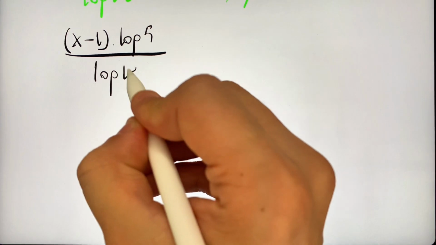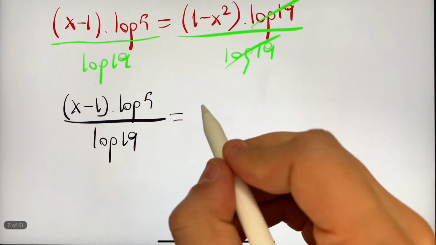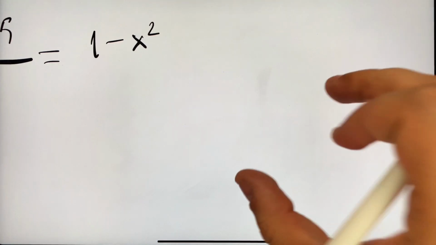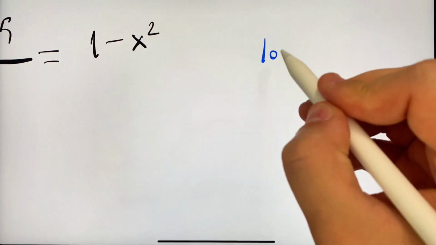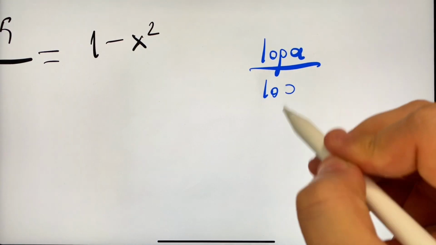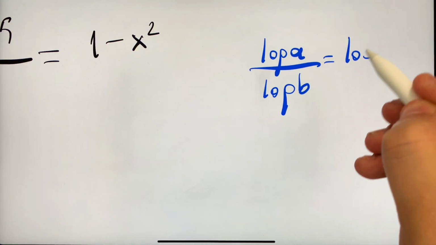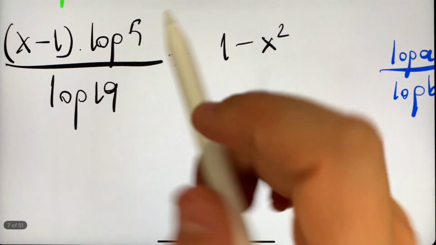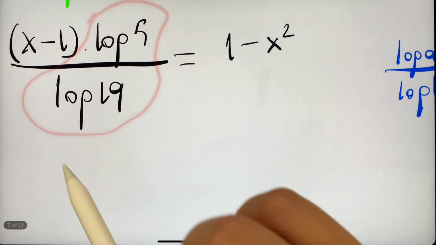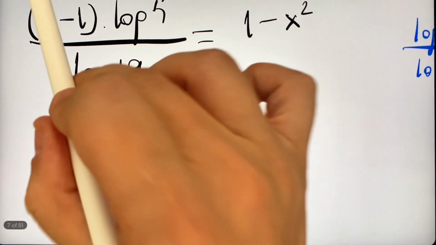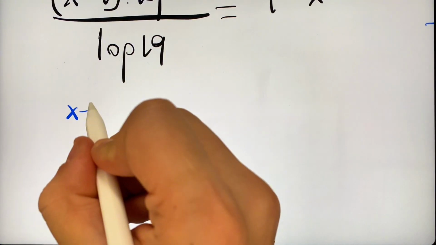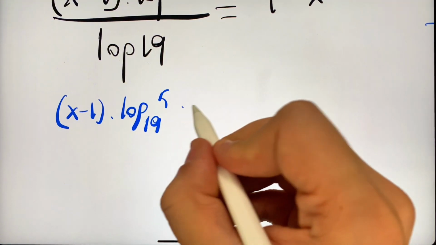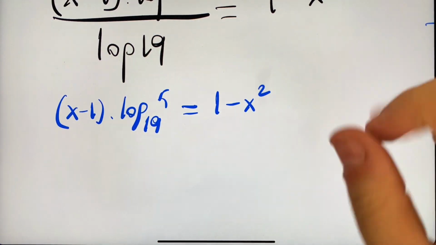On the opposite side, only 1 minus x squared, the algebraic expression, remained. Let's immediately remember one other feature of logarithm. Friends, the logarithm of a divided by the logarithm of b, what can we do with this expression? We can write it as the logarithm of a with base b. Where do we apply this? What you see here, I can apply it right away. x minus 1 times the logarithm of 5 with base 19 is equal to 1 minus x squared.